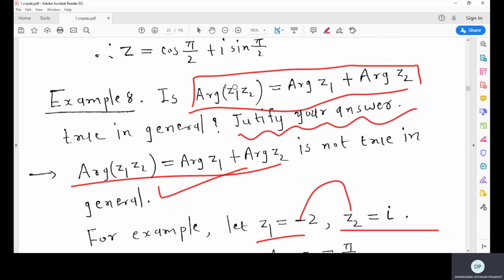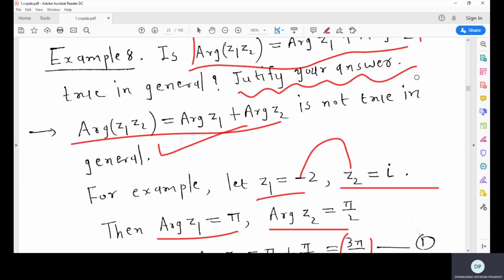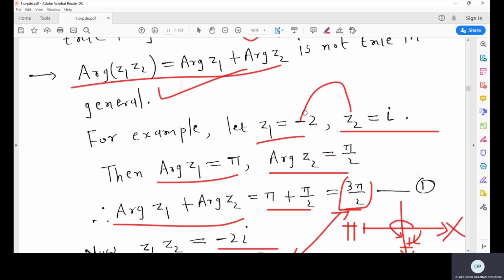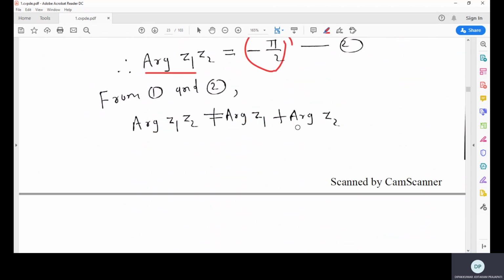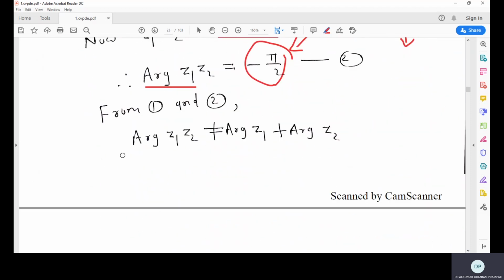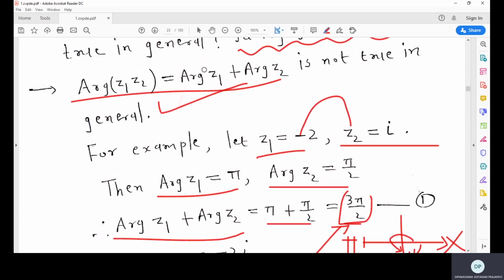So we can say that the principal argument of z1 into z2 is not always equal to the principal argument of z1 plus the principal argument of z2. You can take your own examples also. So in this way we can justify that this statement is not always true.